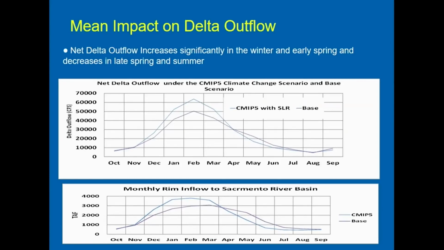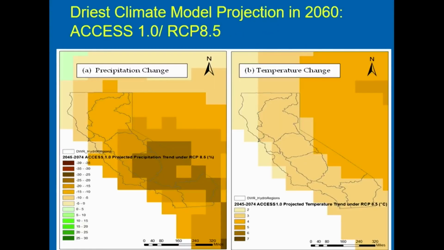If you look at the monthly river inflow to the Sacramento River Basin, you can see that in the winter time, because of the seasonal pattern shift and also annual inflow increase because of the wetting trend projected by the 20 climate model projections, river inflow in the winter is increased. This increased flow in the winter mostly goes to the Delta outflow.